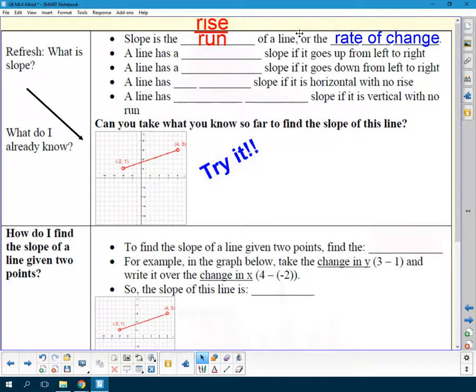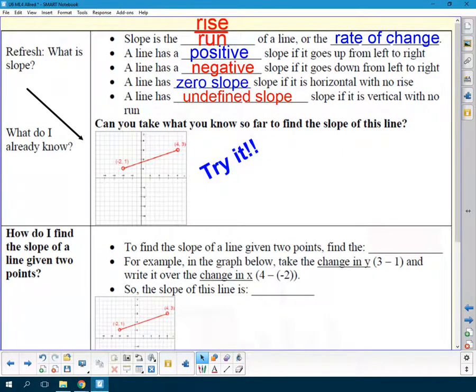We said a line has a positive slope if it goes up from left to right, if the y values on the right are higher than the y values on the left. We said it had a negative slope if it went down from left to right, so the y values on the right are lower than the y values on the left. We said a line had 0 slope if it's a horizontal line with no rise. It just runs all the way horizontally. And we said it was undefined if it was vertical with no run at all. Those are our notes for just the beginning.